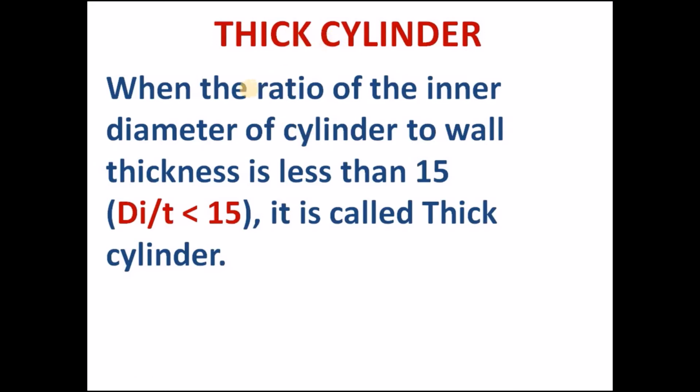When the ratio of the inner diameter of the cylinder to the wall thickness is less than 15, it is called a thick cylinder. That means Di by t, where Di is the inner diameter of the cylinder divided by the thickness. If it is less than 15, it is called a thick cylinder. That's it.